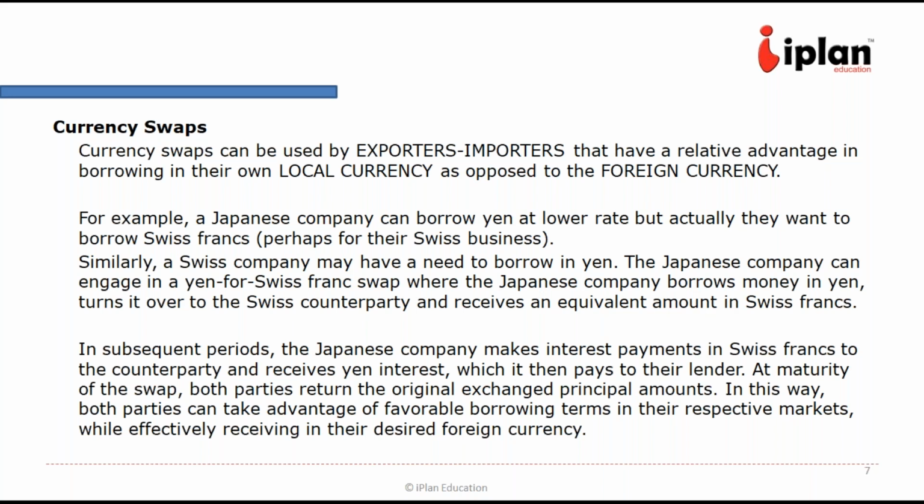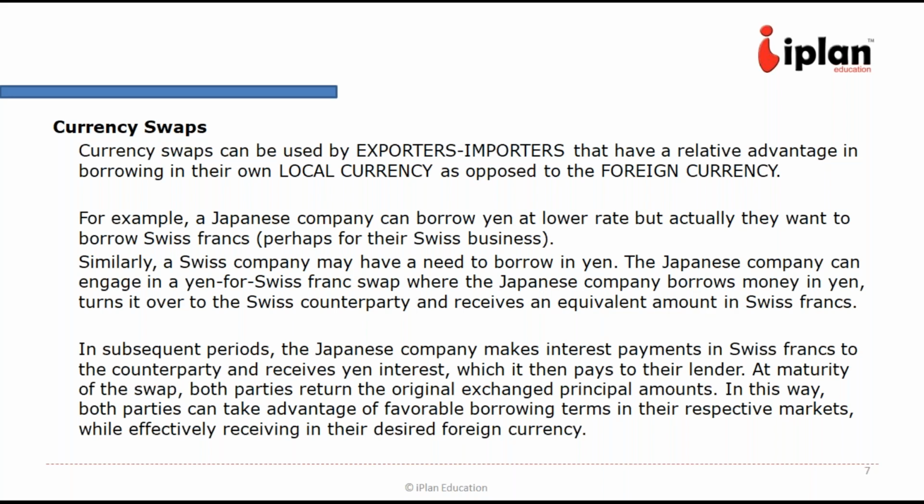So I'm an exporter or an importer. Let's say I'm an importer, I have to pay dollars there, and I have to take a foreign currency loan. It will be difficult for me, because a dollar loan may comparatively be a little higher for me. So what happens is, a Japanese company can borrow yen at a lower rate, but actually they want to borrow Swiss franc because they have to pay somewhat in Swiss franc, or maybe their subsidiaries are looking for Swiss franc. So similarly, a Swiss company may need to borrow in yen.